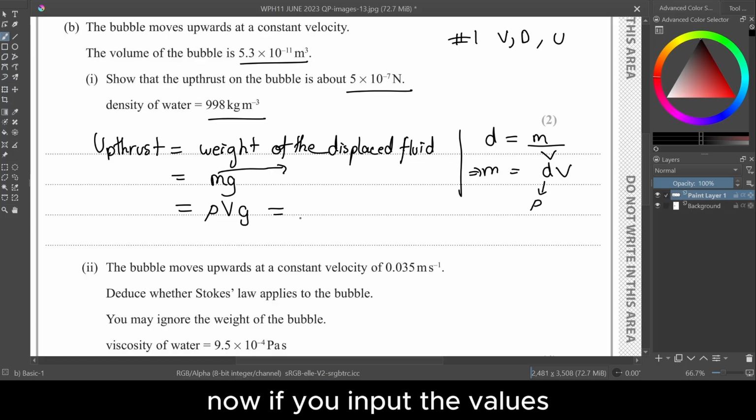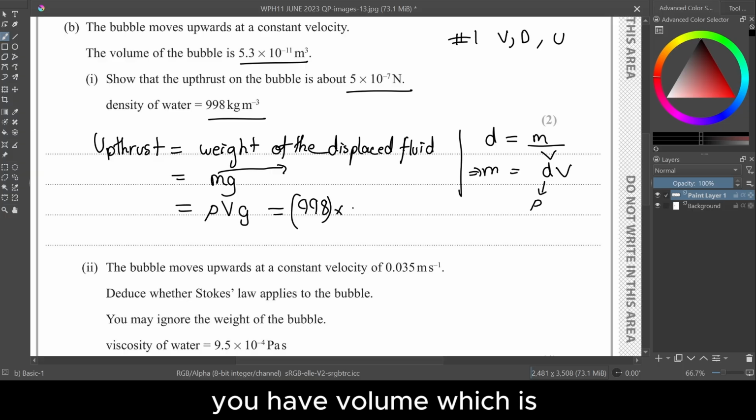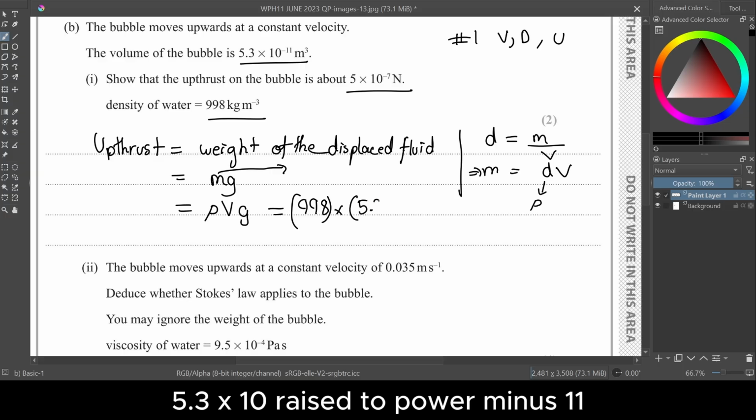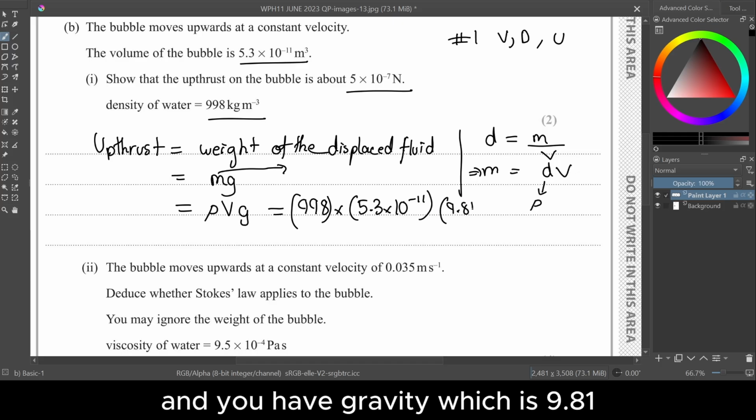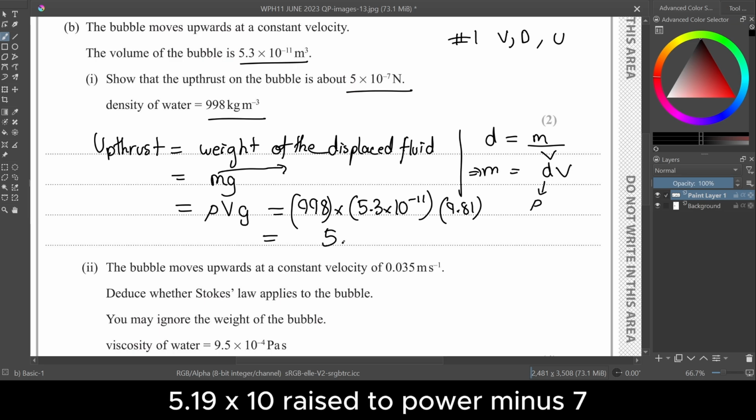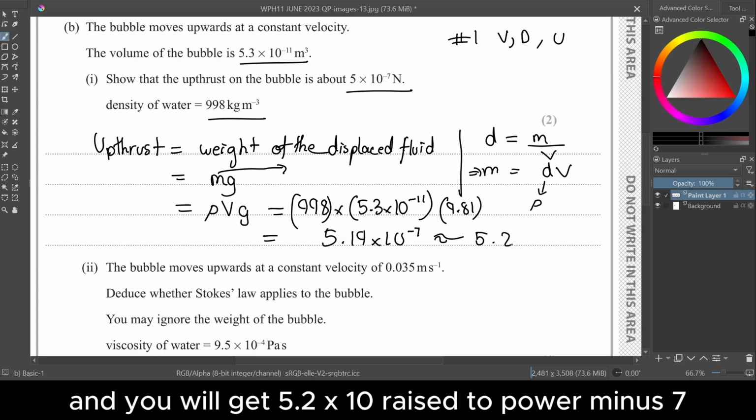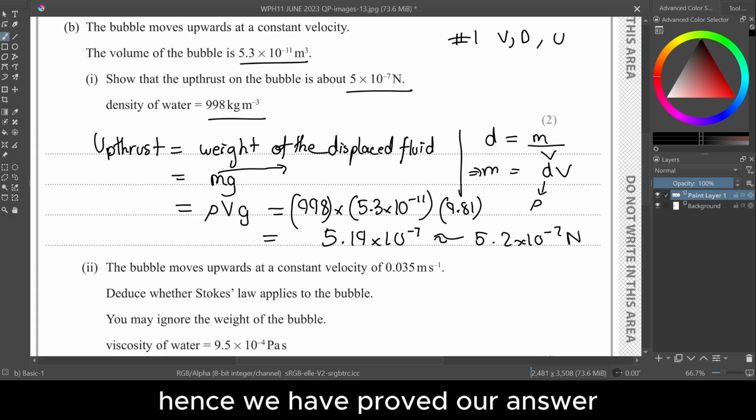Now if you input the values, we have density as 998 times volume, which is 5.3 times 10 raised to power minus 11, and you have gravity, which is 9.81. If you multiply this, your answer will be 5.19 times 10 raised to power minus 7, and rounded off you will get 5.2 times 10 raised to power minus 7. Hence we have proved our answer.